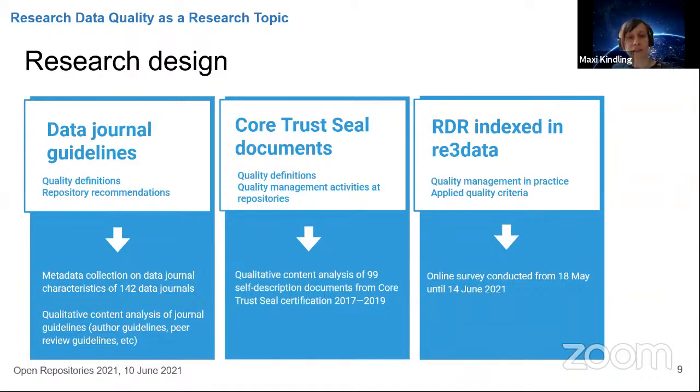One of the studies we conducted was the data journal guideline analysis. We created a sample of 142 data journals and 173 guidelines of those journals. We collected metadata on the data journals and also conducted a qualitative content analysis of the guidelines. We examined, for instance, quality criteria for data papers and corresponding data sets, as well as repository recommendations mentioned in the guidelines.